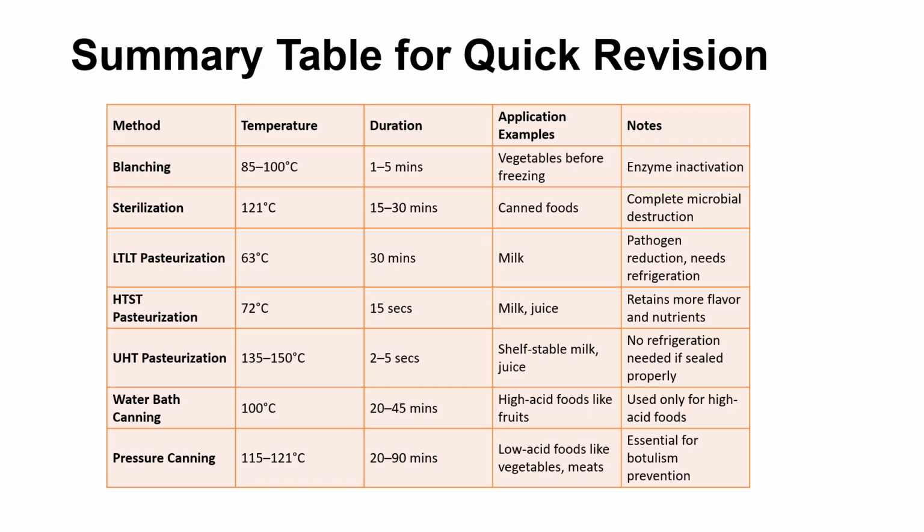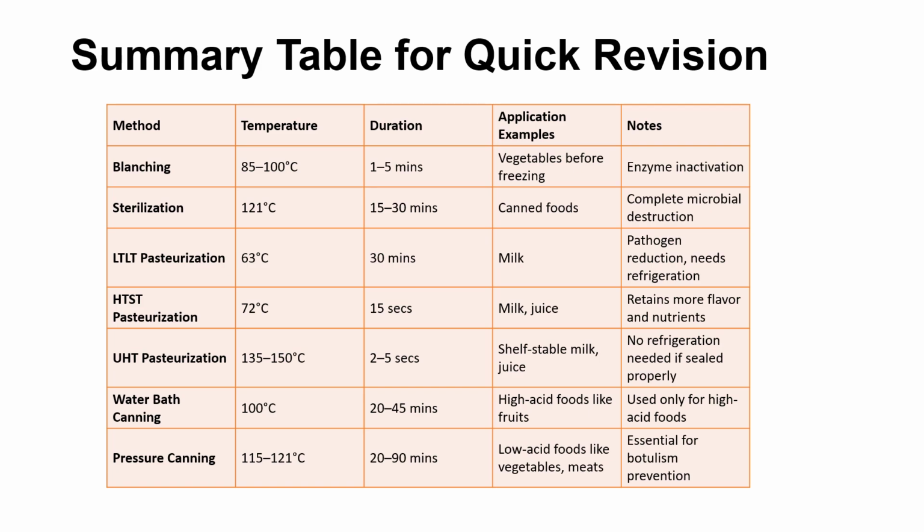Okay, next is UHT pasteurization. Here the temperature is 135 to 150 degrees Celsius. Duration is 2 to 5 seconds. Shelf stable milk or juices, and no refrigeration needed if sealed properly.